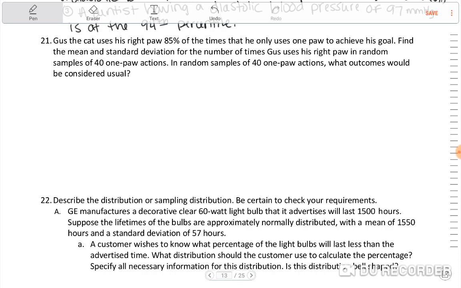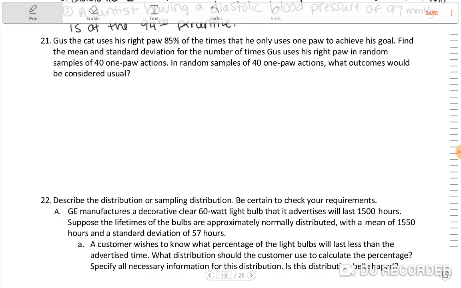Okay, well, let's see here. I think this is a binomial thing, right? Let's see. Are there a fixed number of trials? Yes, we have random samples of 40 one-paw actions. And we want to know if the probability of success is fixed or remains constant. And the answer is yes. It says 85% of the time that he uses his right paw, so that's fixed.